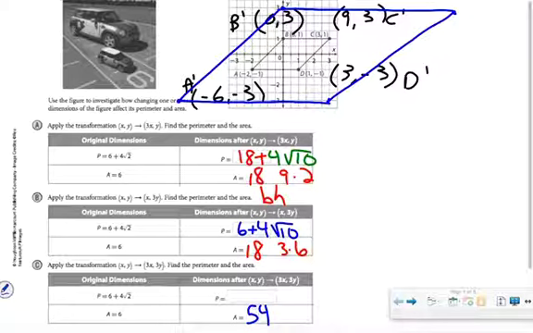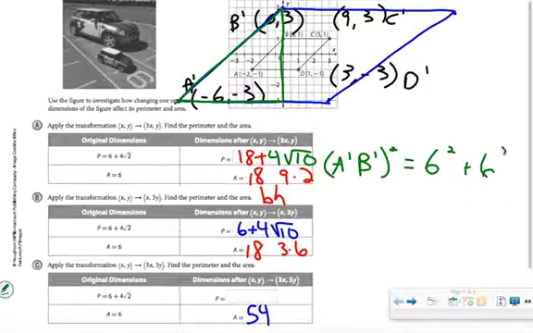The perimeter now, let's also find. Same reasoning. A prime B prime squared equals 6 squared plus 6 squared this time. So that's square root of 72, which is 6 radical 2.